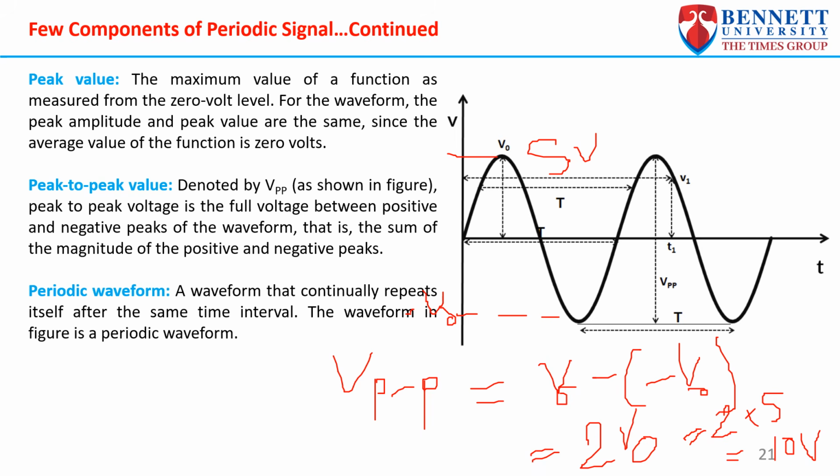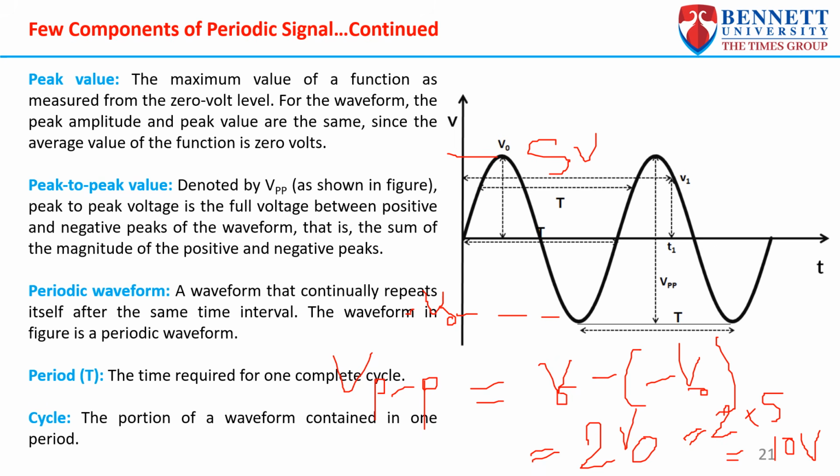For a periodic waveform, it repeats after every capital T time interval, and the waveform is shown here. It is a periodic wave. Here capital T denotes the period, which is the time required for completing one cycle, and f is the frequency. The portion of the waveform contained in one time period is one cycle. So this is one cycle, from here to here.